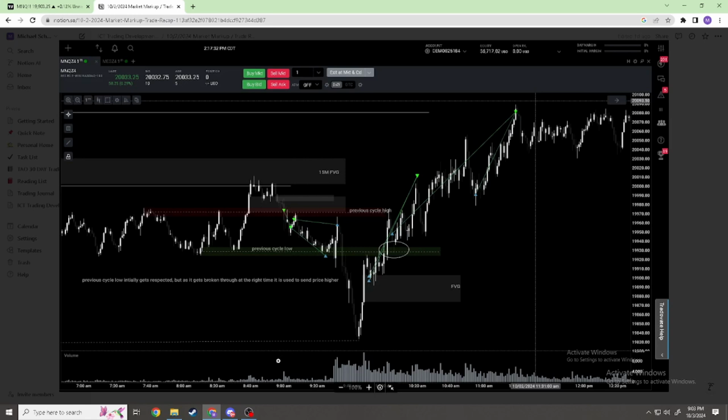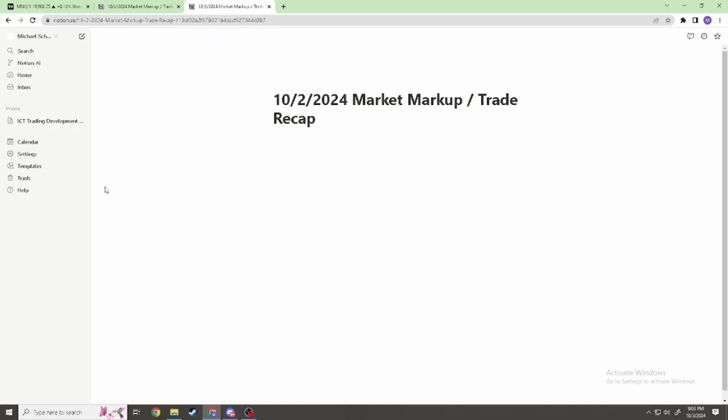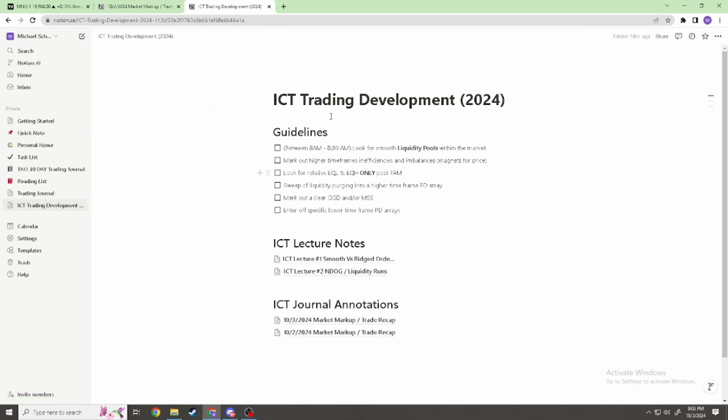So initially coming into the market, what I've been told, give me 1 second. In my guidelines and what I've been reviewing through the lectures, I'm on the second one. I'm going to go on the third one when I get time. Like I said, I'm currently a student and I have a lot going on. I make it to the gym every day. But I've marked out a few guidelines that I follow almost every day. Between 8 a.m. and 8:30, and even starting as soon as 7, you could look for smooth liquidity pools in the market.